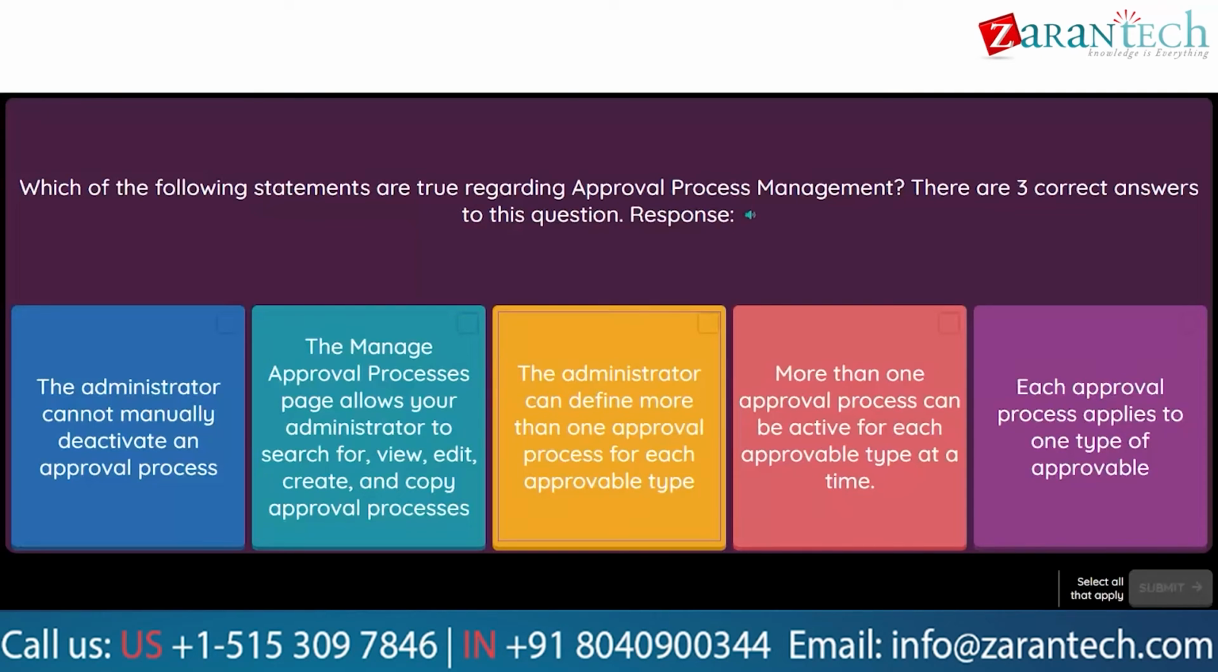Option 3: the administrator can define more than one approval process for each approvable type. Option 4: more than one approval process can be active for each approvable type at a time. Option 5: each approval process applies to one type of approvable.